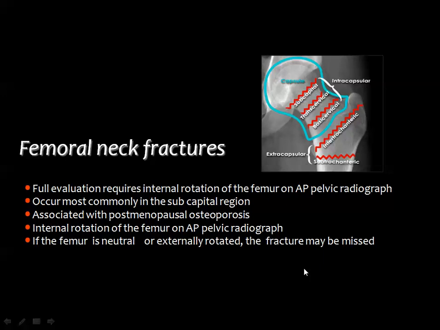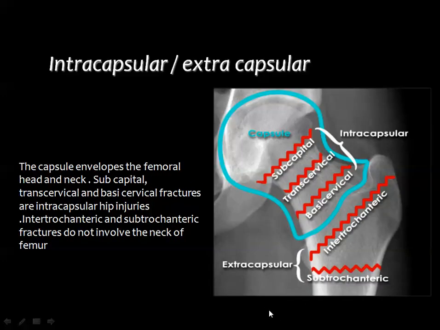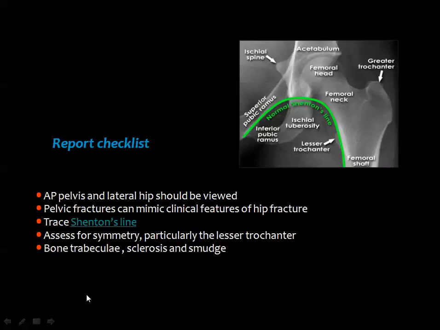These are the types of femoral neck fractures, including the subcapital, transcervical, and basicervical. All these fractures are inside the joint. They are intra-articular, while the intertrochanteric fracture and subtrochanteric fracture are extra-articular or extracapsular. And this is once more the difference between the intra-articular or intracapsular fractures, these three, and the extracapsular fractures, the other two.